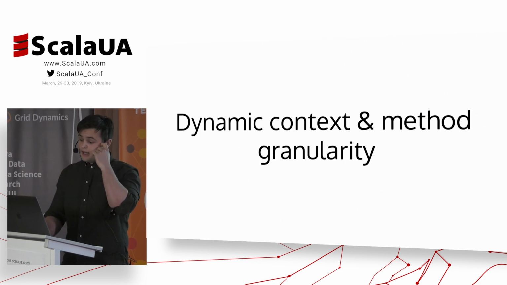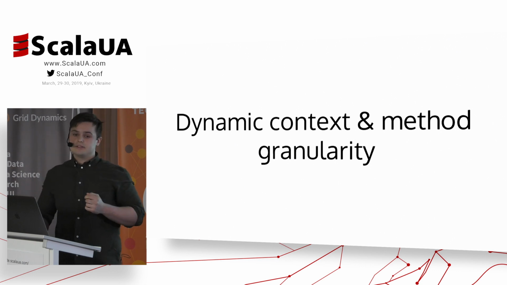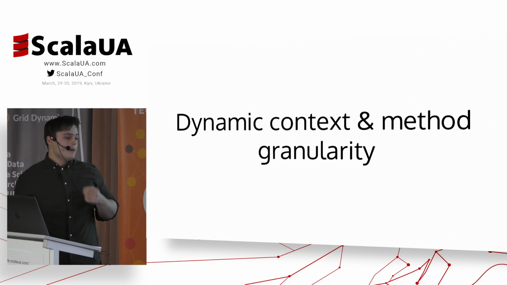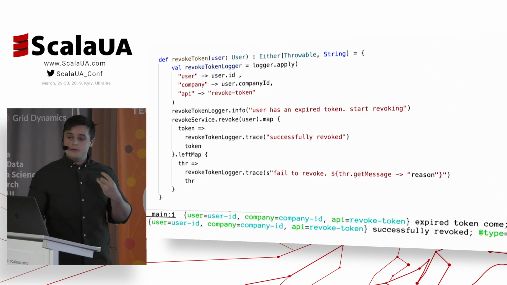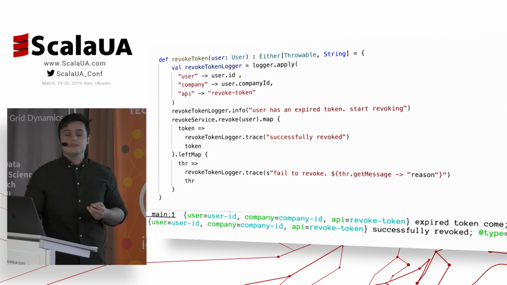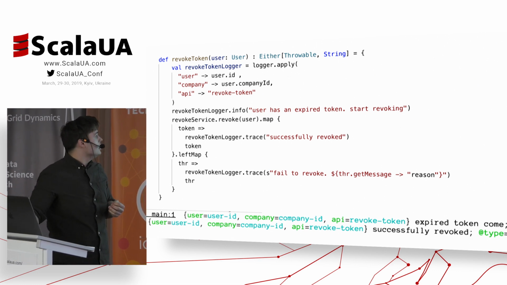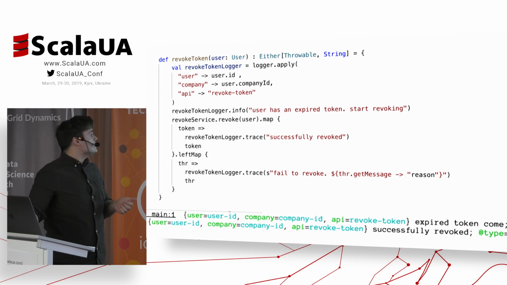Dynamic context and method granularity. We also provide an instrument that could help you define an isolated logging context for each function of your service. For example, if you have a method to revoke a user token, you need to know who the user was, its ID, its company, and maybe some static info about the API, like the method name, revoke token.